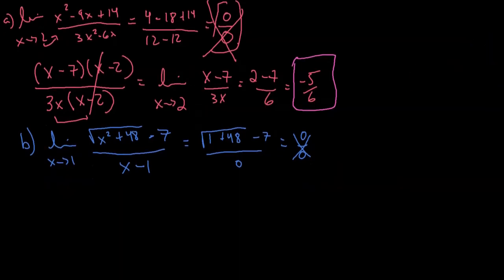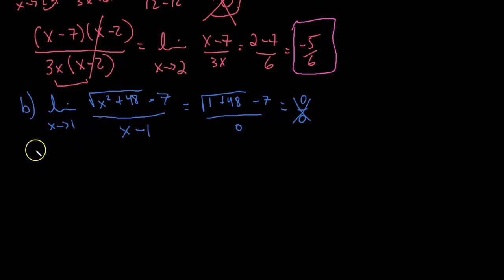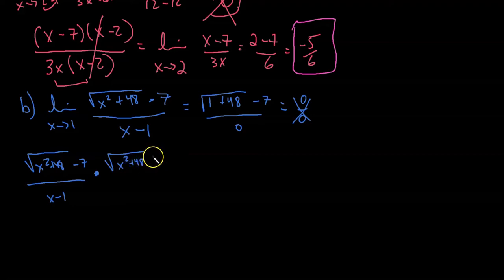Just scroll down a bit. Let's multiply this equation by the complex conjugate. That's how you get rid of the root in the numerator. So let's go ahead and do that. Root x squared plus 48 minus 7 over x minus 1, multiply by the complex conjugate of the numerator. So root x squared plus 48 plus 7. So you just reverse the sign of the minus sign, multiply by the same on the top and bottom. So guys, do this yourself. Please, if you're writing this down on paper, work this out, because I'm writing the direct answer here to save some time.